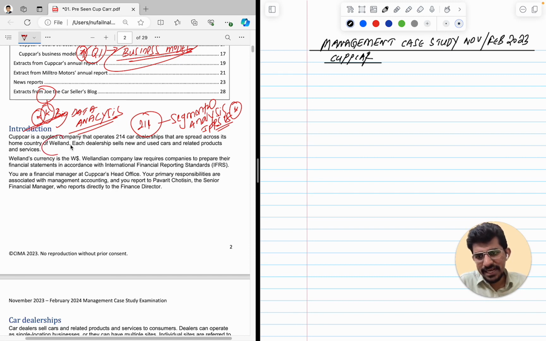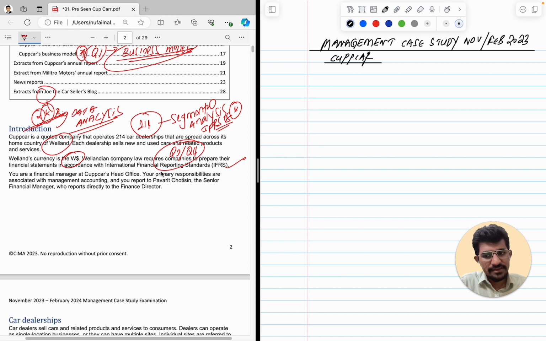The home country is Welland, and so you have to understand the local ecosystem. Each dealership sells new and used cars and related products and services. Welland's currency is W dollars as usual. Welland company law requires companies to prepare their financial statements in accordance with IFRS. And as usual, question number 3 or question number 4 will effectively focus on IFRS.